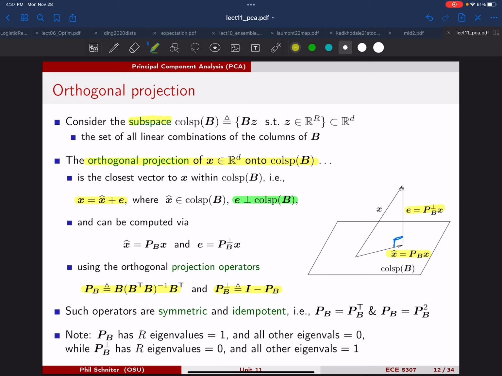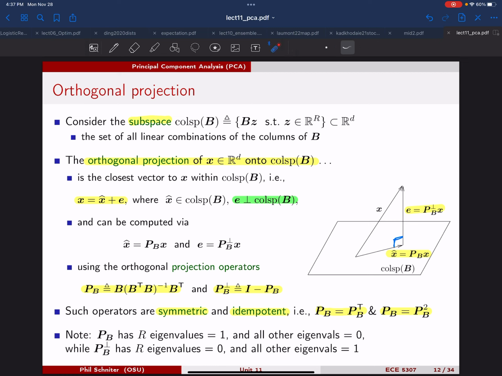Okay, good. So there's two really important properties of an orthogonal projection operator. In fact, there's only two properties you need to define them. They're symmetric and they're idempotent. Okay, so what does symmetric mean? It just means that if you take the matrix and you transpose it, it's the same thing. And idempotent means if you square the matrix, it's just the same as the original matrix.